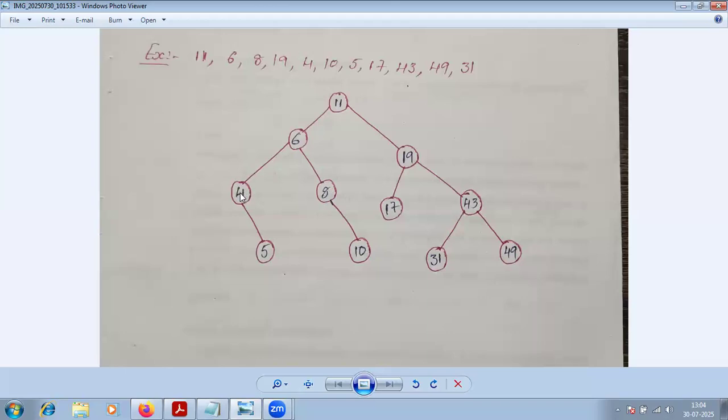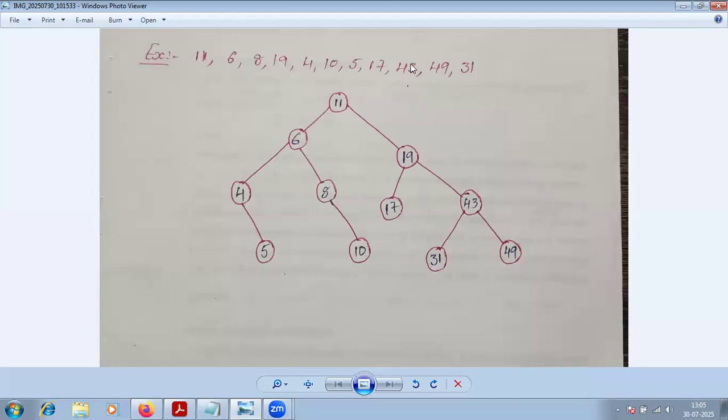Compare this element. It is greater than the root element. Then where have we placed it? To the right side of the root node. Next, what is the next element? 17. Compare with the root node, greater than, come to the right side. Already 19 is placed here. Compare with this root node, it is less than the root node. Then where have we placed it? To the left side of the root node.